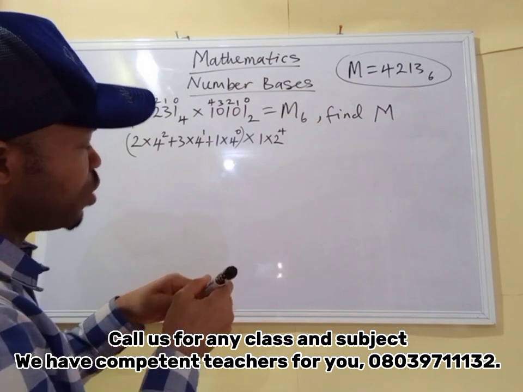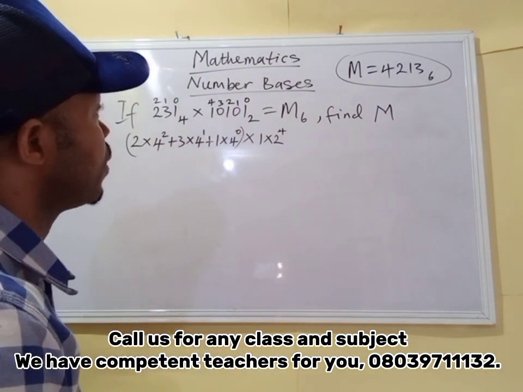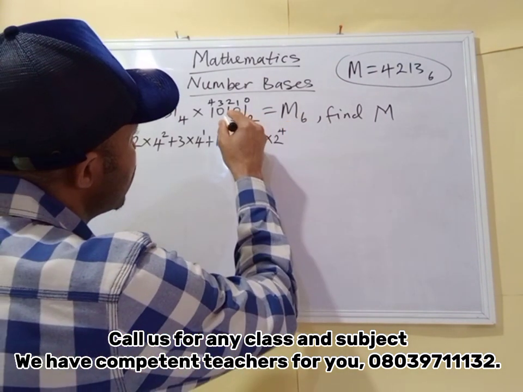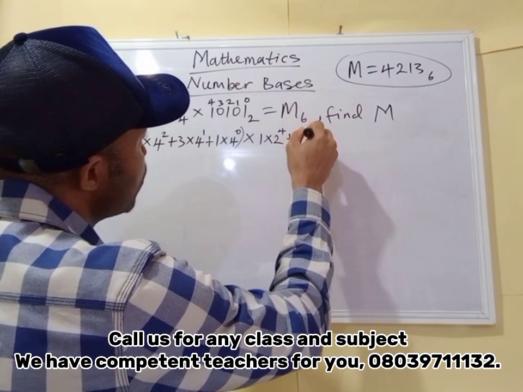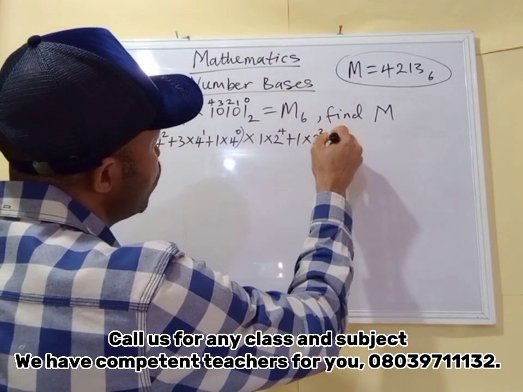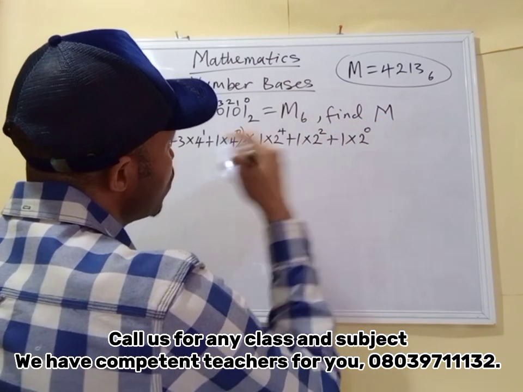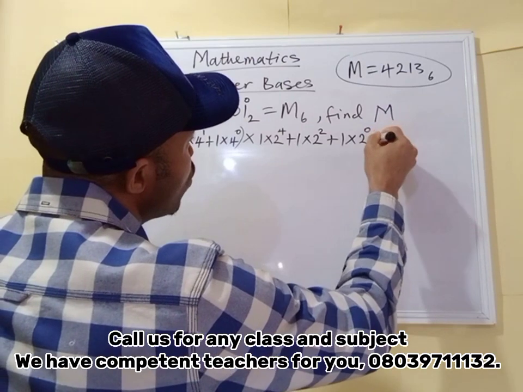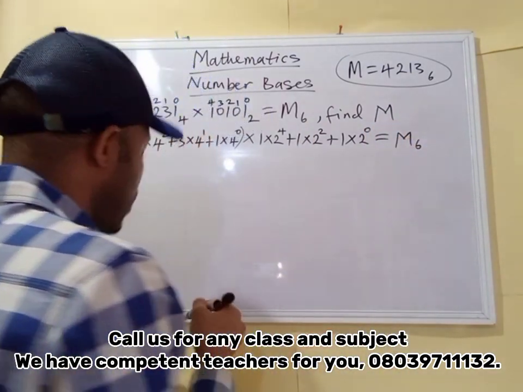Then whenever you have a digit that is 0, just keep it because it's going to give you 0 at the end of the day. So what you just do is skip to the next significant digit, which is 1 times 2 to power 2, plus the last one now, 1 times 2 to power 0. So that will be equal to this m to base 6.